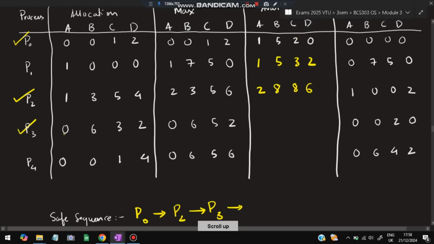So I'll add it up. 0 plus 2 is 2 only. 6 plus 8, it is 14. 3 plus 8, it is 11. 2 plus 6, it is 8. Done. I have this many resources now.